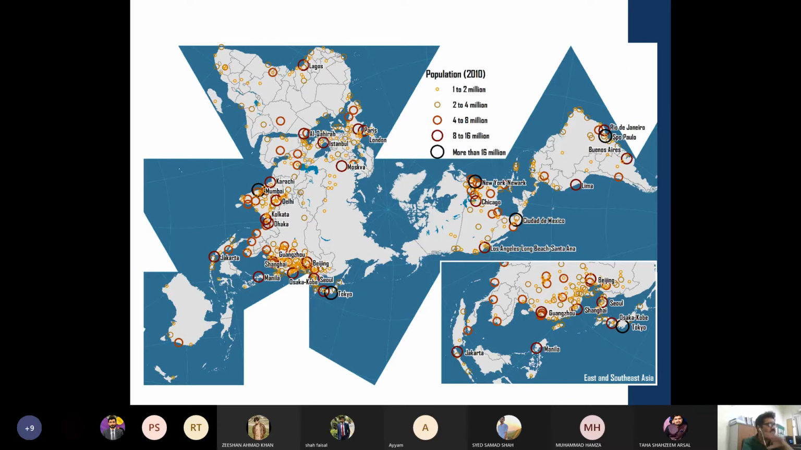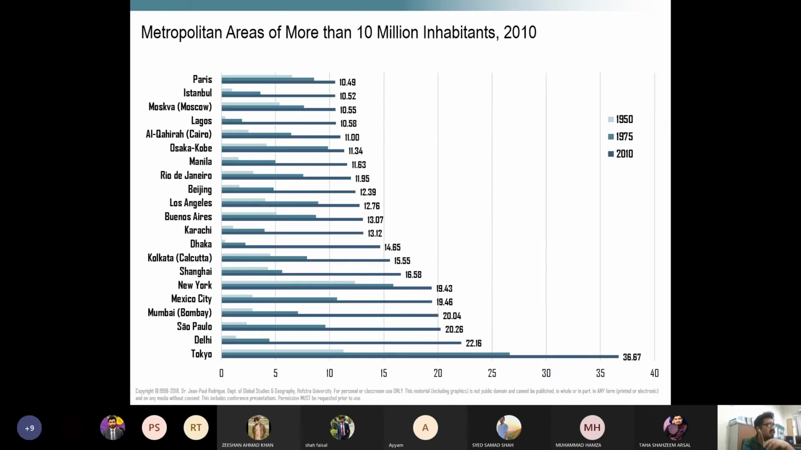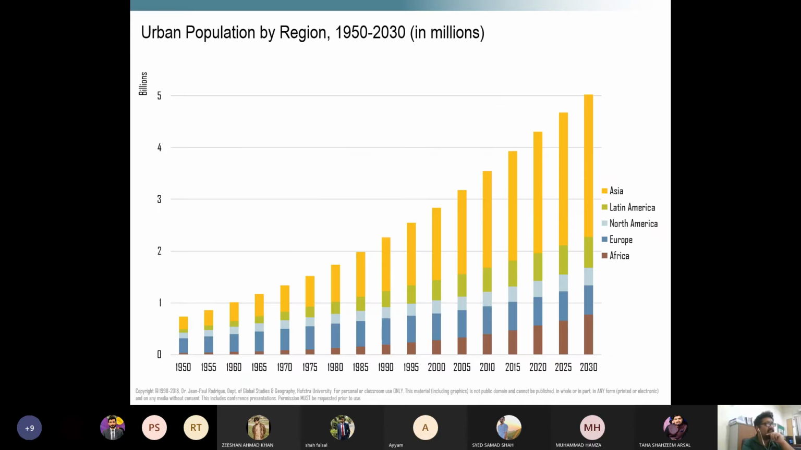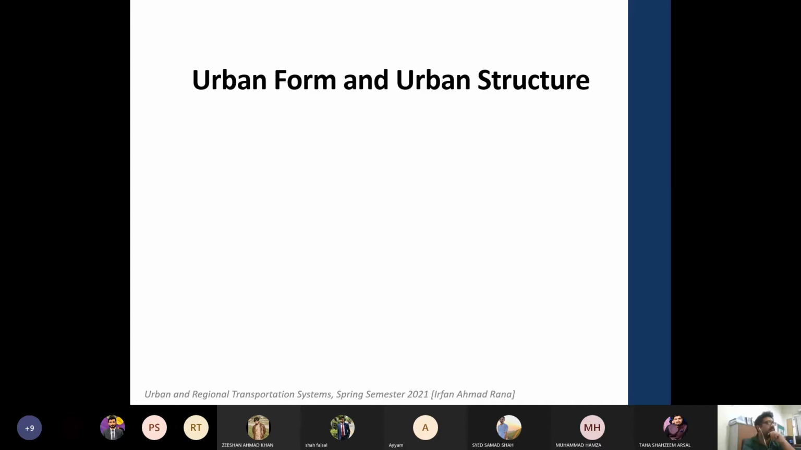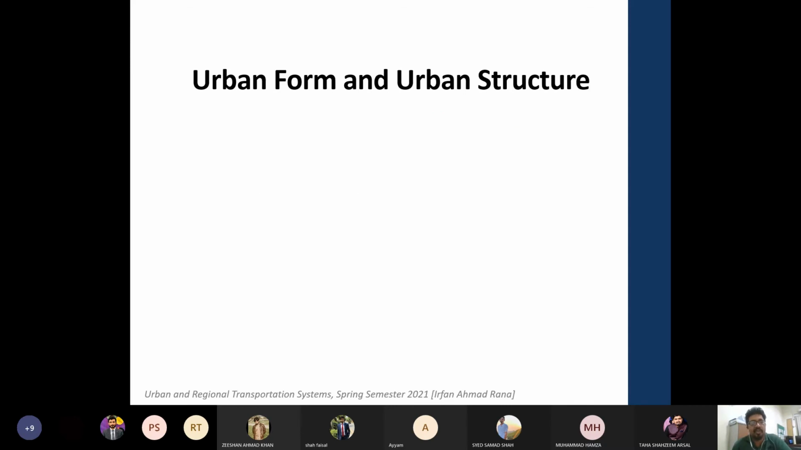This is a map showing a lot of metropolitans, and we'll be focusing on big cities and urban transportation in the big cities as well. Population has been increasing all over the world. There are different metropolitans and rapid change of population is happening in these cities. Asia is the most rapidly urbanizing continent in the world. Which brings us to our first part, urban form. The shape of the city or the size of the city is highly dependent upon the number of inhabitants it has. That will affect your densities as well.